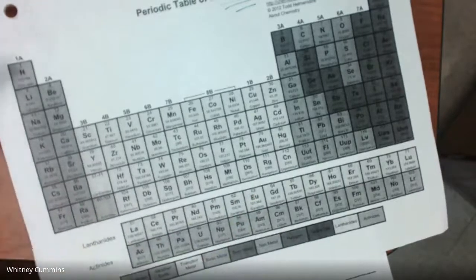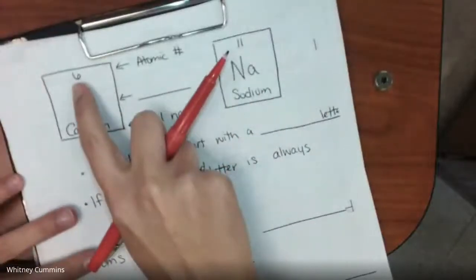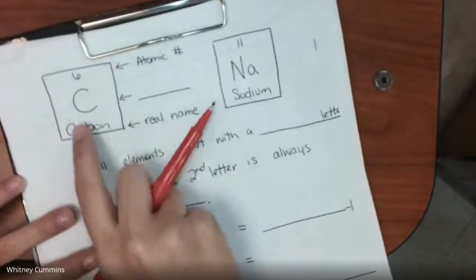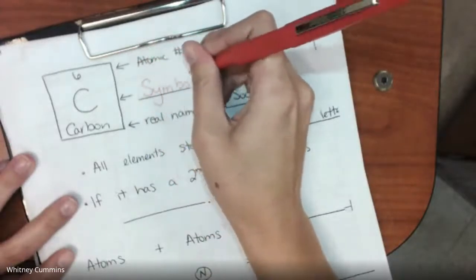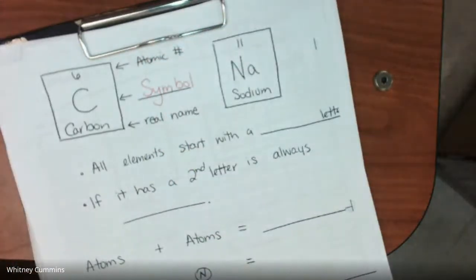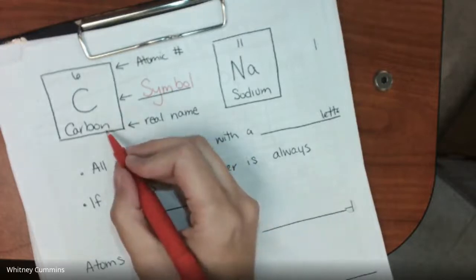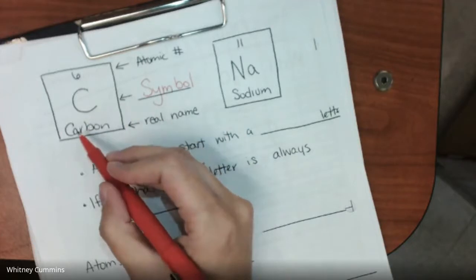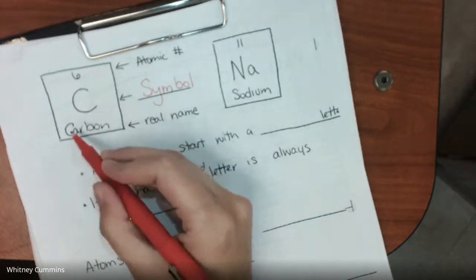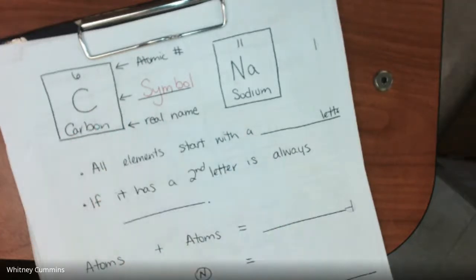Okay, so there are 118 of them. They're all going to have this number at the top, okay? They're all going to have this symbol. And then they're going to give you the fancy name or the real name that they actually call it. Now, you're going to notice that some of them match. They look alike. So like carbon uses the letter C as its symbol.